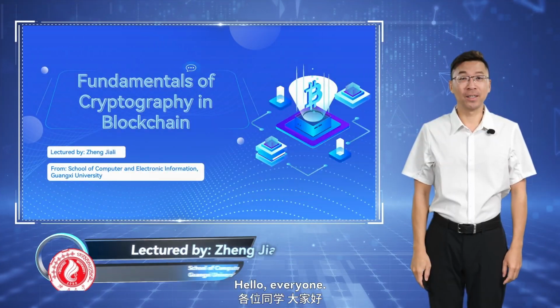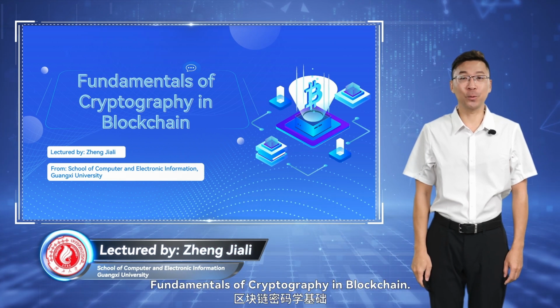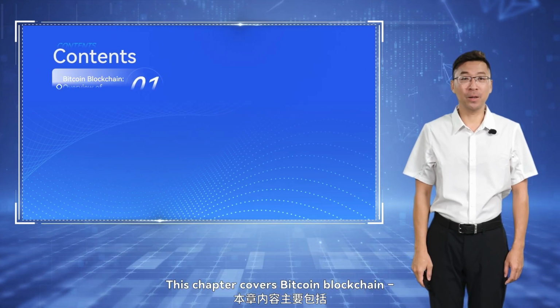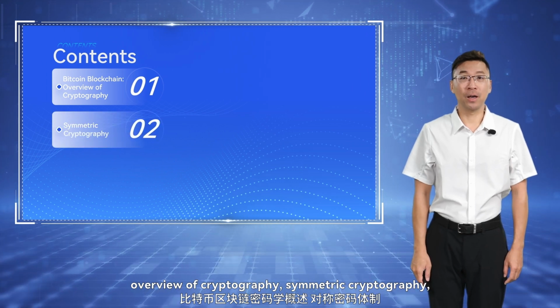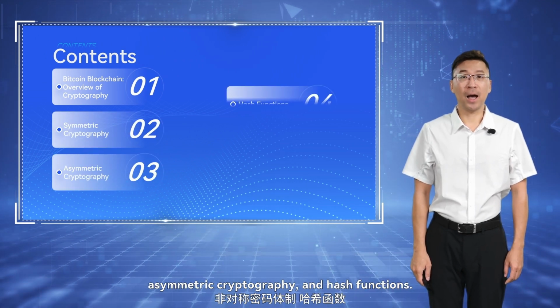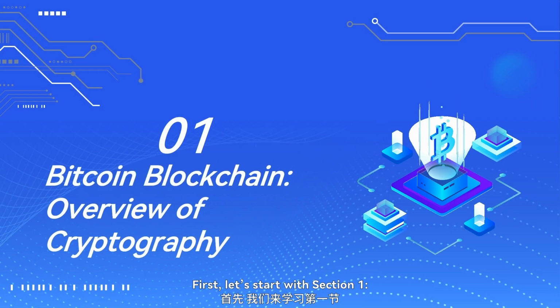Hello, everyone. Today, we will delve into Chapter 2, Fundamentals of Cryptography and Blockchain. This chapter covers Bitcoin blockchain, overview of cryptography, symmetric cryptography, asymmetric cryptography, and hash functions. First, let's start with Section 1, Bitcoin blockchain, overview of cryptography.